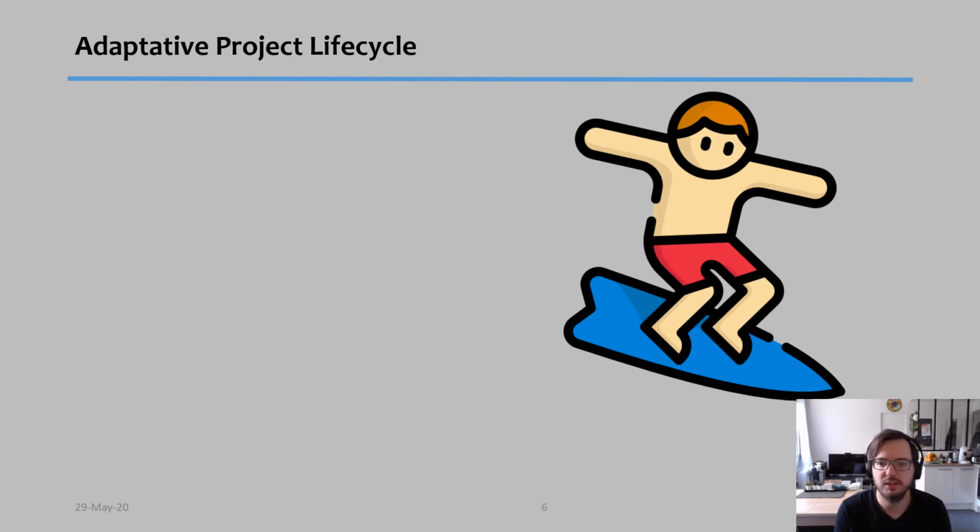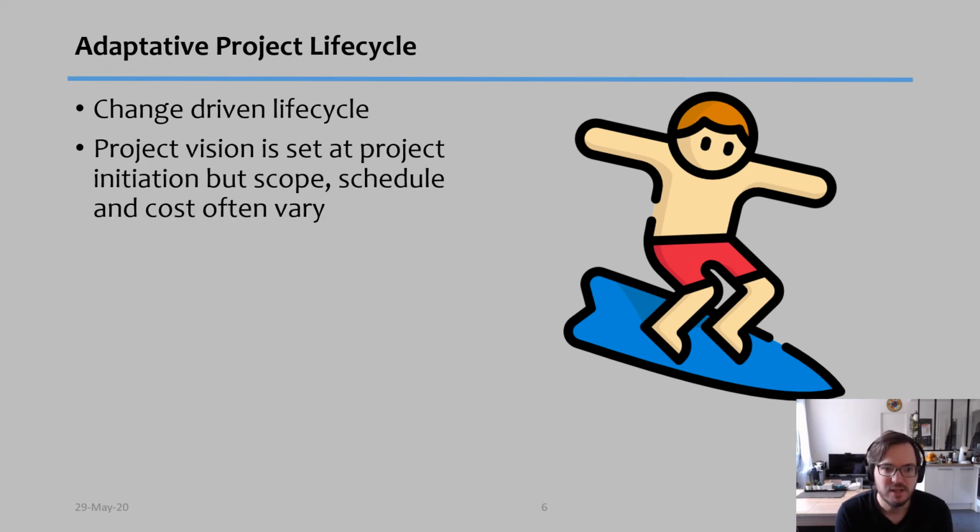The adaptive project lifecycle is more like you have to adapt as the project goes because you cannot plan it all in advance, for a variety of reasons. I like to compare this one to surfing because you have to constantly adapt to the new reality that is coming. Not that I know how to surf, but I see how they do it. This is a very change-driven life cycle, which means that there are a lot of changes through the project, so you cannot plan everything ahead. You set at the very beginning the vision of the project, but scope, schedule, and cost will stay very ambiguous because you cannot define them yet.